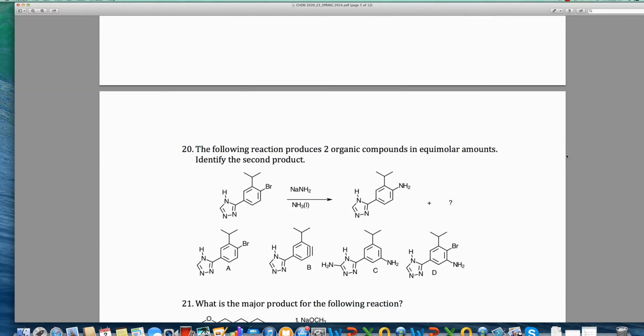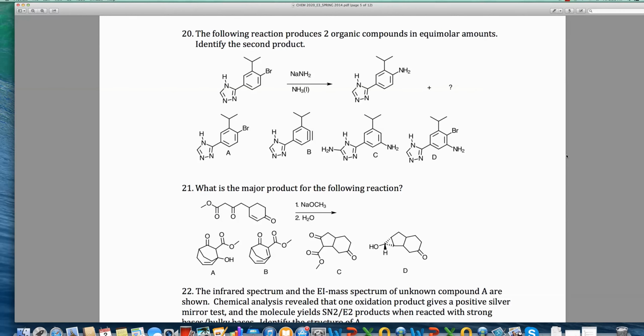Let's do one more before I stop this particular screencast. We're looking at the benzyne intermediate, and remember, the benzyne intermediate will look like this guy right here, and the NH2 can attack this carbon or this carbon. So again, we see a typo in this one. C is the proper answer, but there should not be an amino group off of the triazole ring. This is 1,3,4-triazole. The triazole should not have an amino group. So the intended answer for number 20 was C.